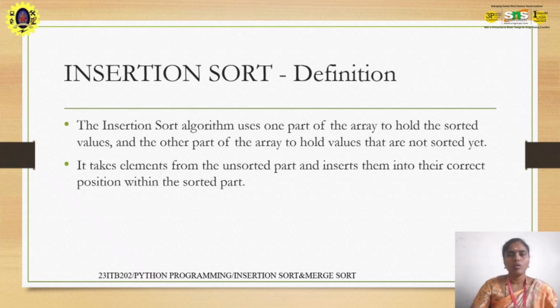In this sorting algorithm, we divide the given array into two parts. One is sorted and another one unsorted. Then we pick the elements from the unsorted part and insert them into the correct position within the sorted part. The idea is simple, right?